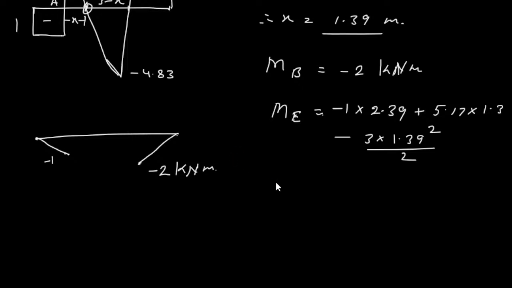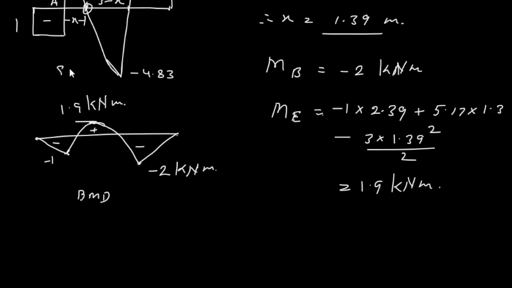So 1.9 I will say. So this is 1.9 kilonewton meter, positive. So at this point I have a positive moment. So this moment diagram will go like this. It will go like this. Okay. So this is negative, this is positive, this is negative. Now this peak value is 1.9 kilonewton meter. So this is your BMD, bending moment diagram. And here it is SFD, shear force diagram.